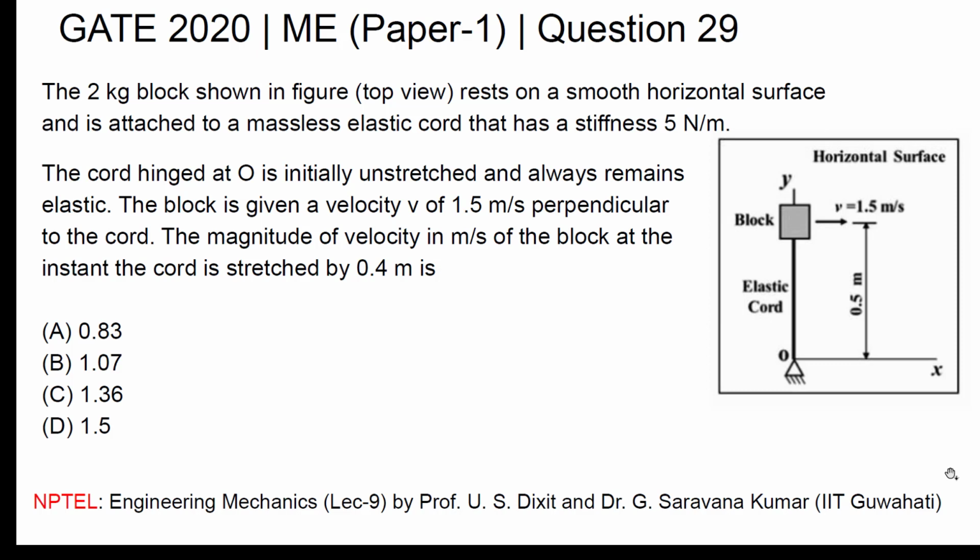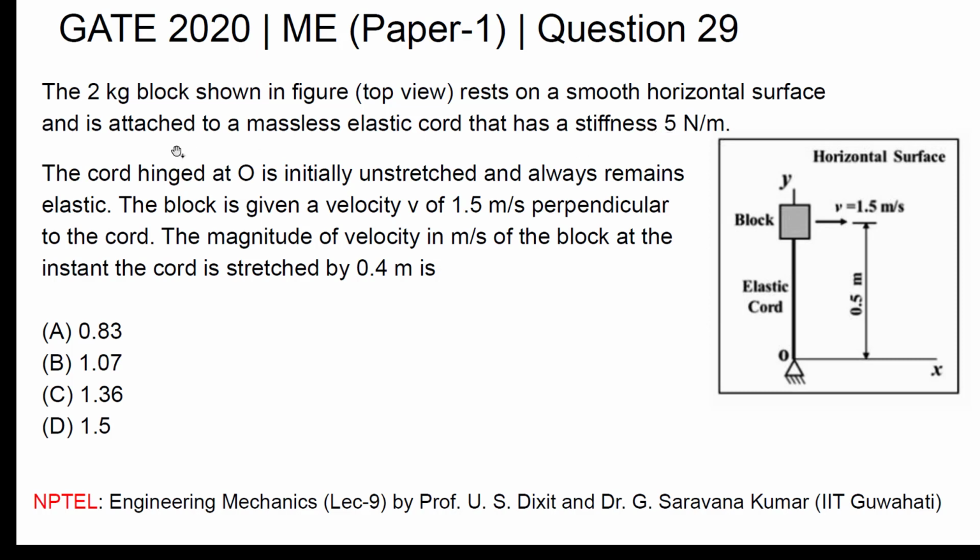Hi guys, today we are going to see question number 29 of GATE 2020 of mechanical paper 1. So the question is, you're given a system like this where the properties of the system are given, that is a 2 kg mass and the geometric properties and its initial velocity. And this is an elastic cord and its stiffness is also given to be 5 newton per meter.